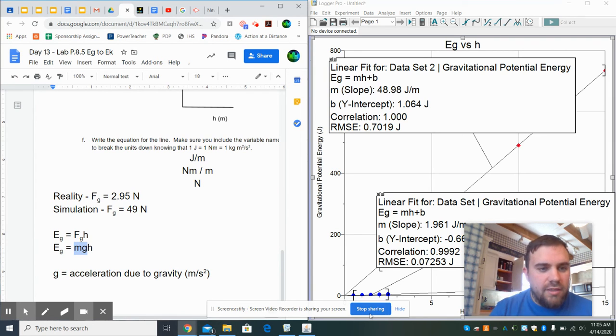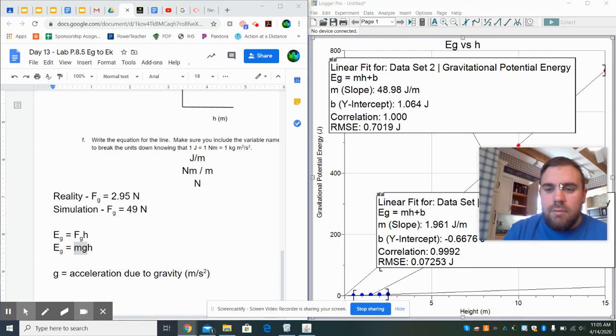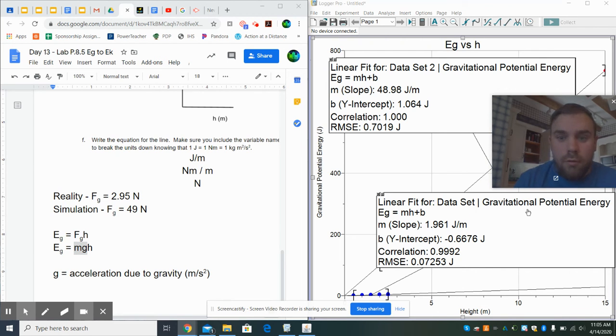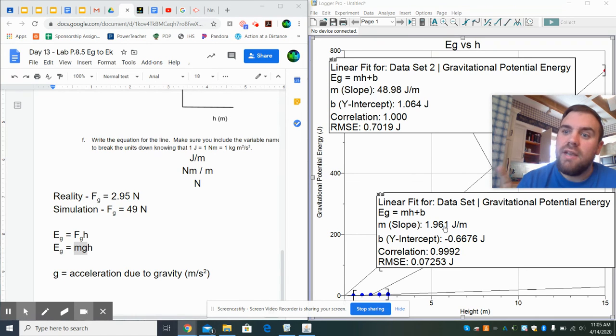Now, one quick note about this: let's look at the other graph. Let me move my little face here. Up here, the slope is 1.961. That's what we got in reality from the lab that I did in my living room. But the theoretical value of that, the force of gravity, was 2.95. There's got to be something causing error there. So the question is, what is it?